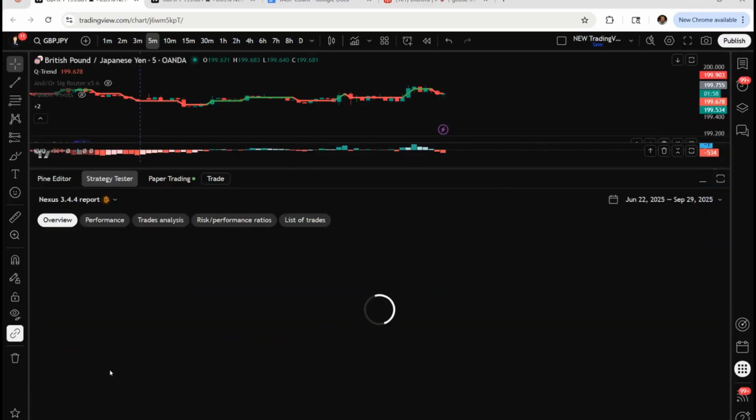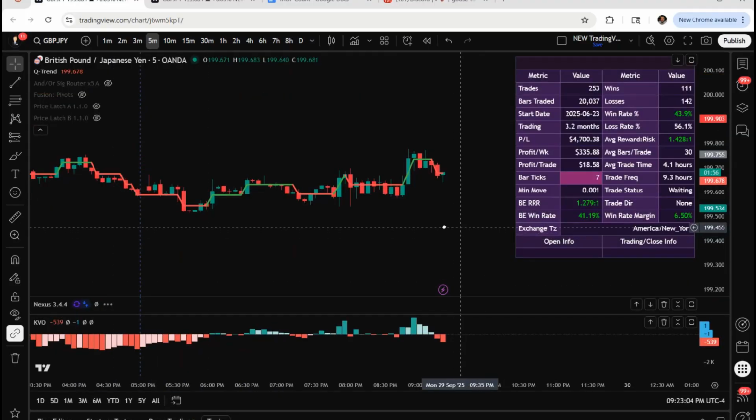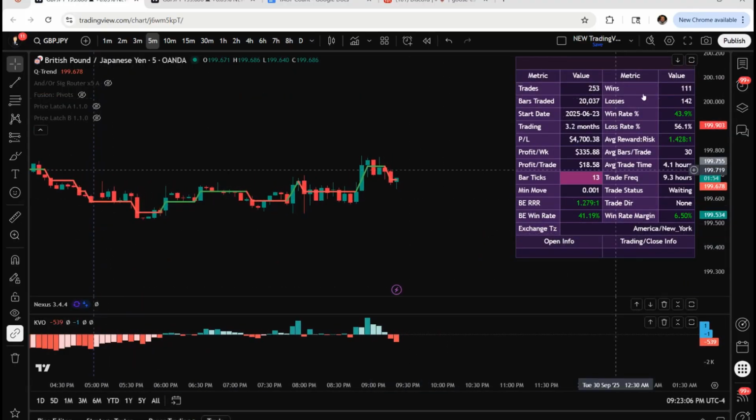Let's go ahead and turn on the Nexus backtest indicator. And there we go. We got some numbers. All right, so we have right at a 43% win rate, and we have right at 253 trades. Again, 20,000 bars back. That's about standard on the 5-minute time frame, usually about 3 months. So again, pretty standard. Total profit and loss would be a gain of $4,700. It would have put you at a profit per week of $335. So not too bad of a strategy.